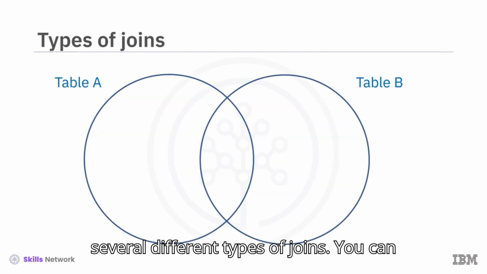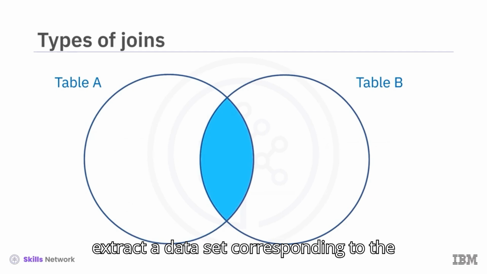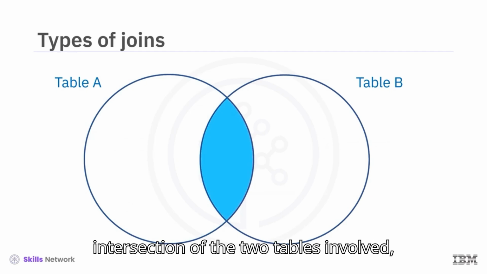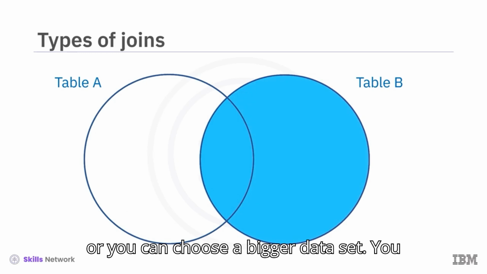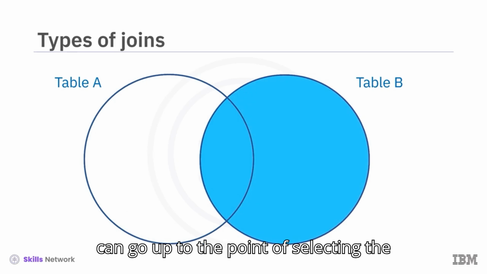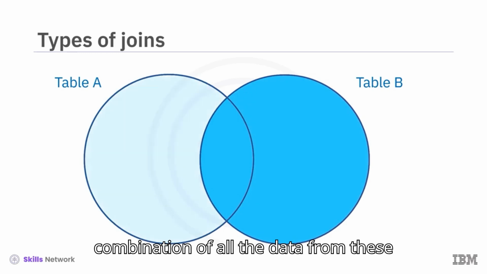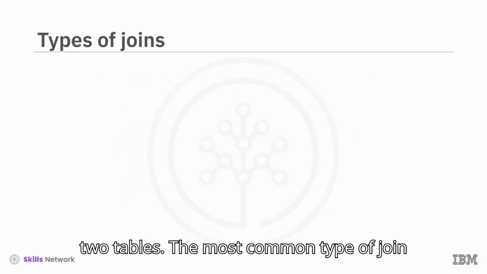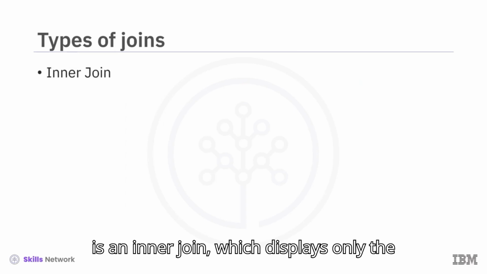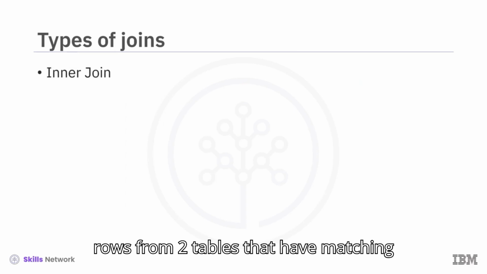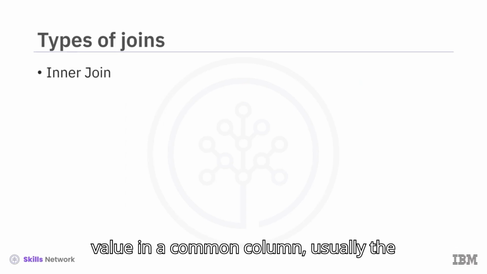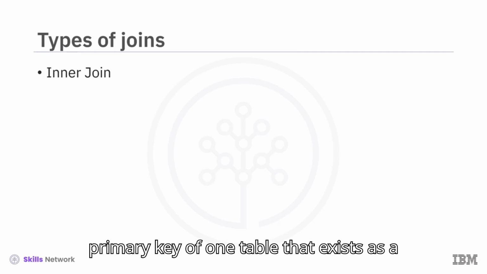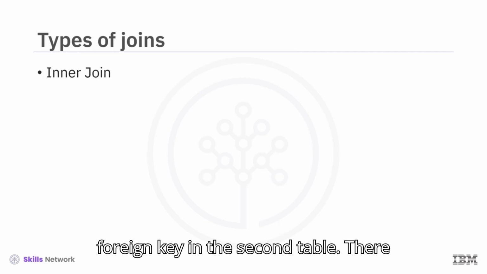SQL offers you several different types of joins. You can extract a data set corresponding to the intersection of the 2 tables involved, or you can choose a bigger data set. You can go up to the point of selecting the combination of all the data from these 2 tables. The most common type of join is an inner join, which displays only the rows from 2 tables that have matching value in a common column, usually the primary key of one table that exists as a foreign key in the second table.